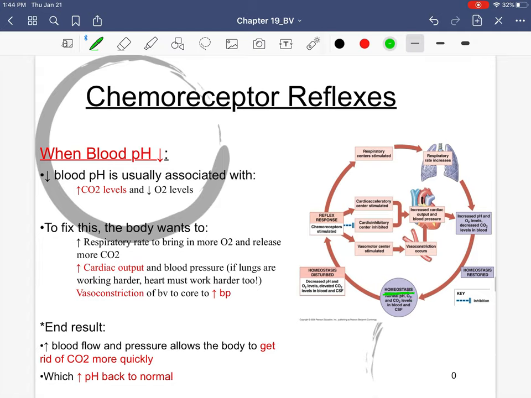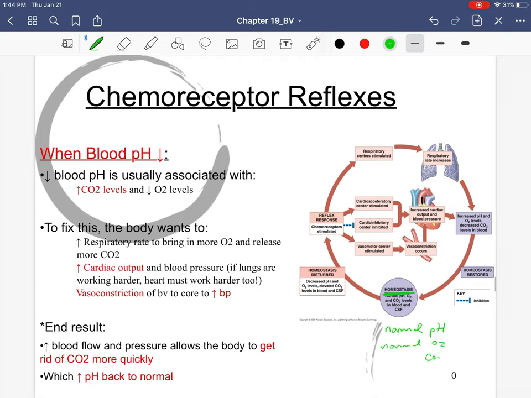Now, this picture is set up a little bit differently than the other one. Homeostasis here is at the bottom, okay? So again, we're just going to go through one example, and if you can memorize this one example, then you'll be able to know the other because it'll just be the opposite. So what happens when we have a drop in pH?